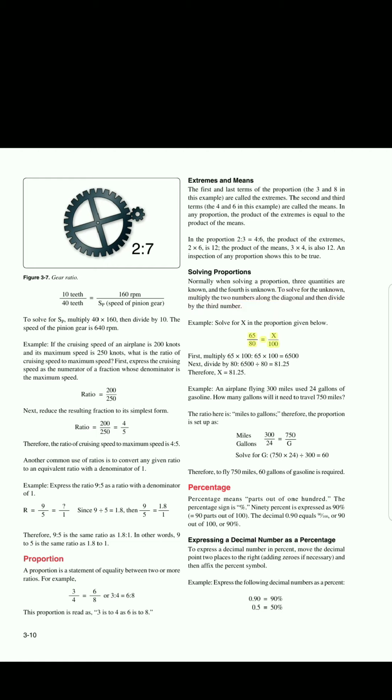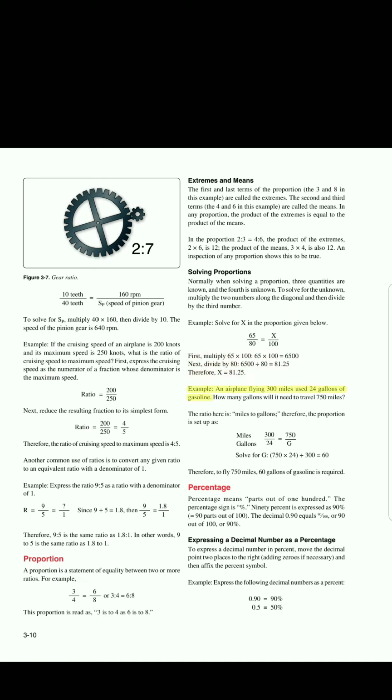65/x equals 80/100. First, multiply 65 times 100. 65 times 100 equals 6,500. Next, divide by 80. 6,500 divided by 80 equals 81.25. Therefore, x equals 81.25.